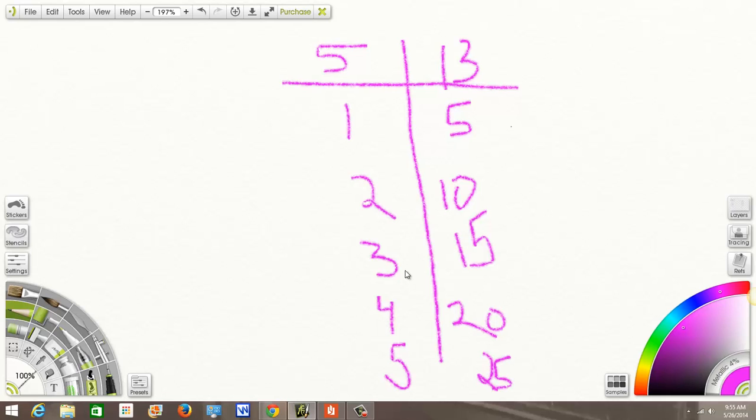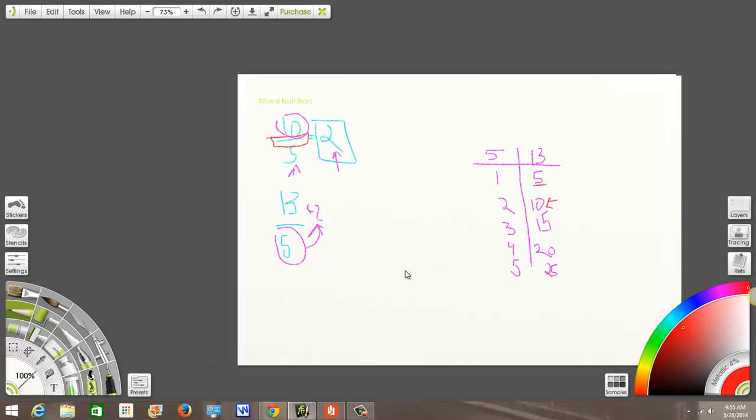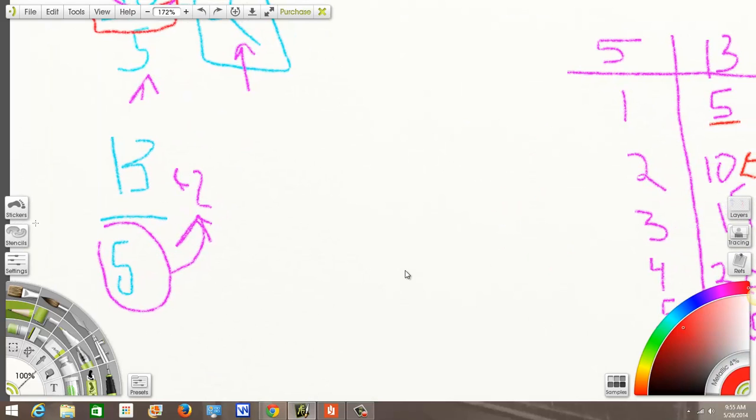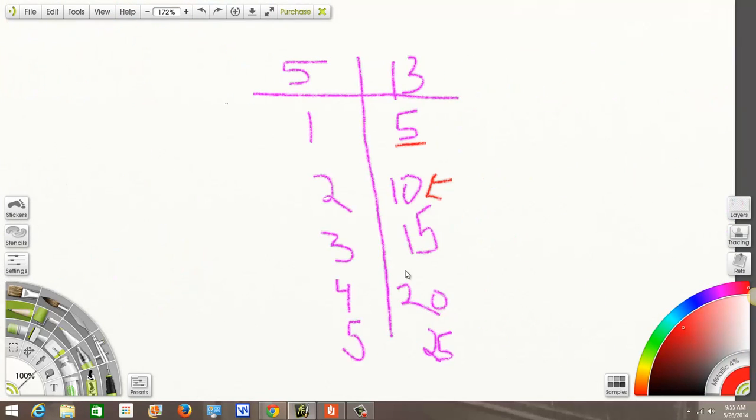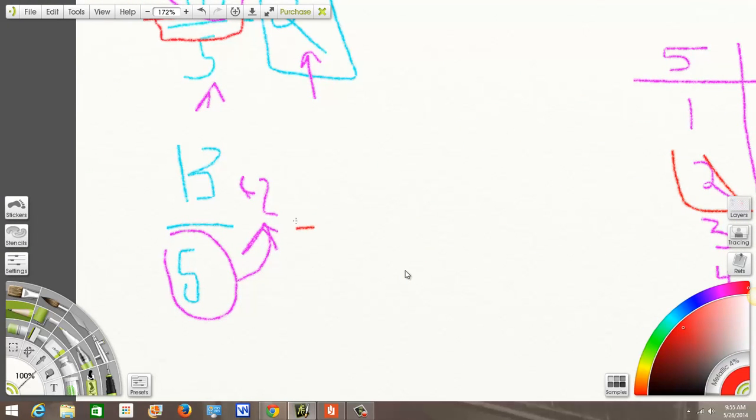What's the closest number here to 13? Is 5 close to 13? Yes, but 10 is closer to 13 than 5. Is 15 closer to 13? Yes, but it's bigger than 13. So the only number we can choose here is 10. So 5 times what equals 10? 2. So we're gonna write 13 over 5 equals 2.